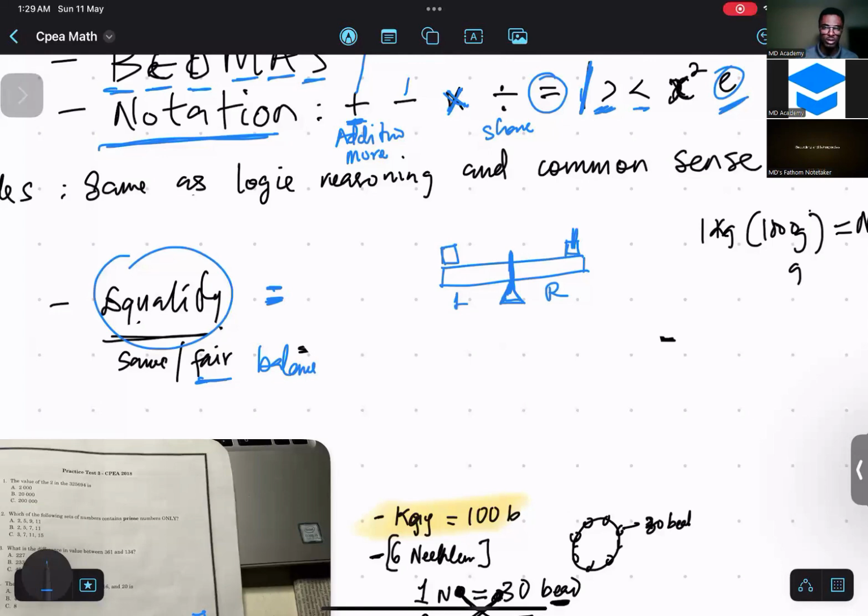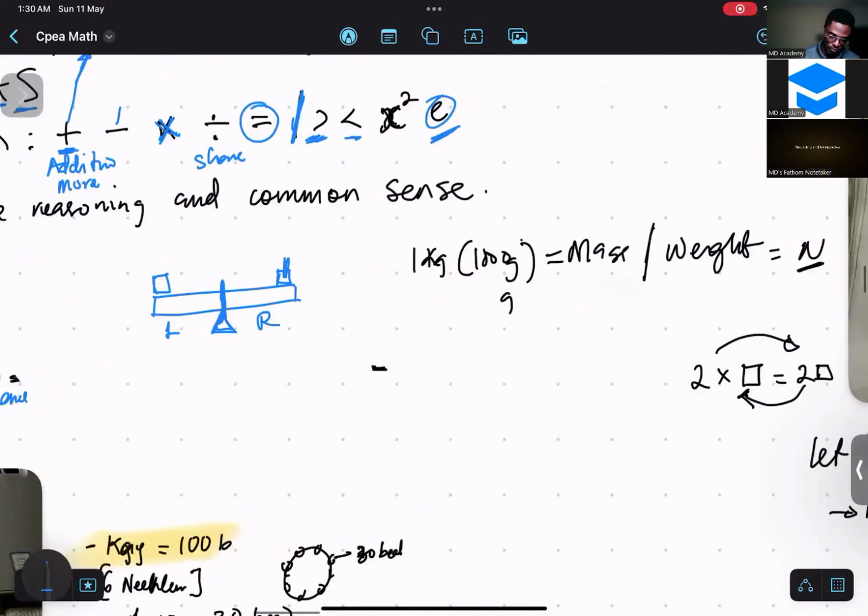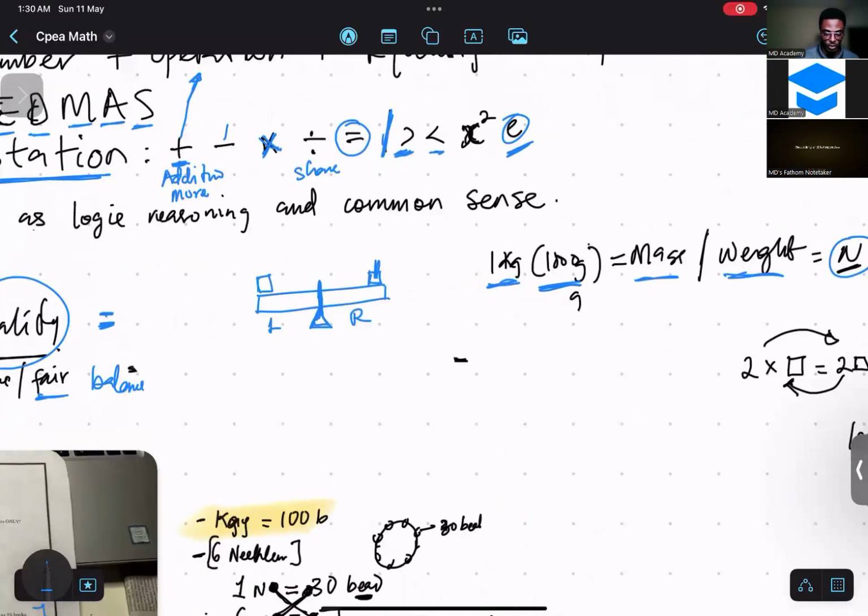And by the way, weight and mass are not the same thing. You have something like this where you have mass. So for example, one kilo means 1,000 grams, and that is a measure of mass, the amount of matter in a person. Weight, on the other hand, is measured in Newtons, right? It's not just the amount of matter in a person, but the amount of matter and the gravity acting on that matter.